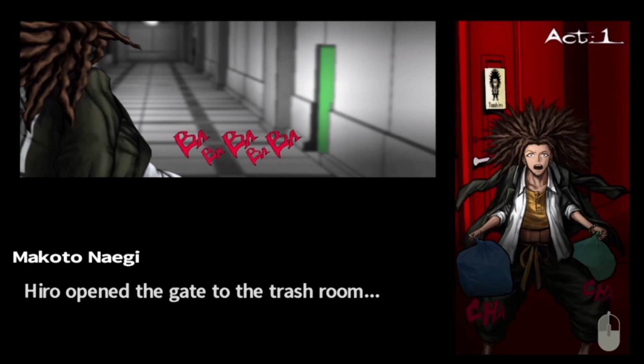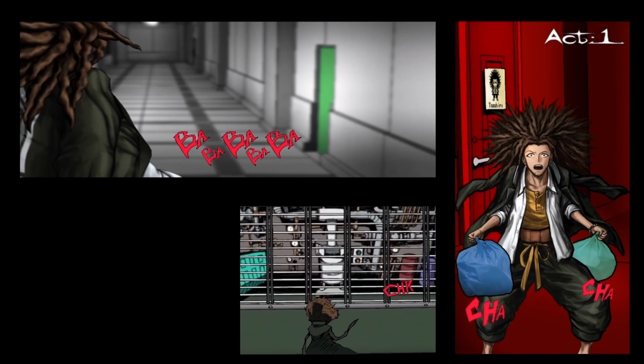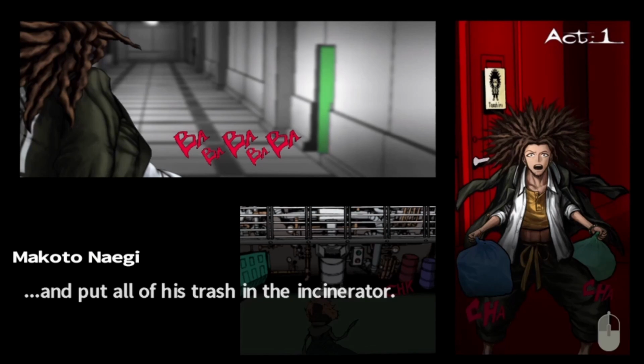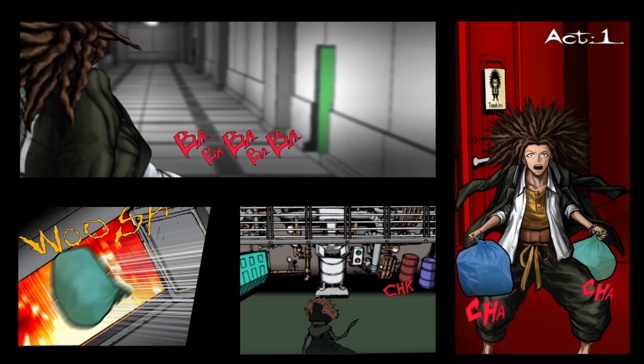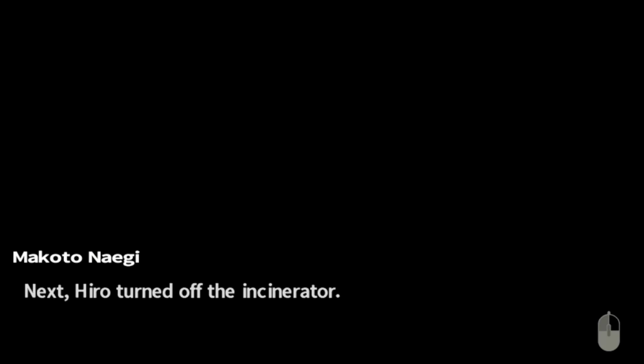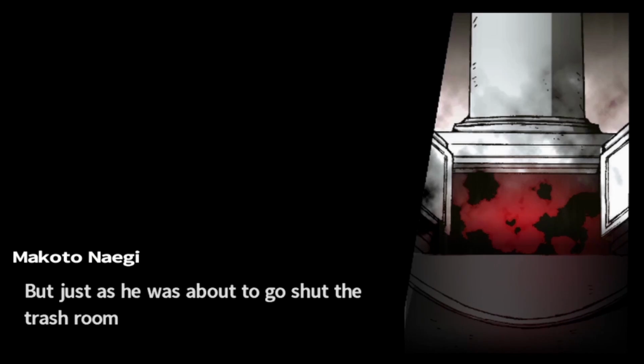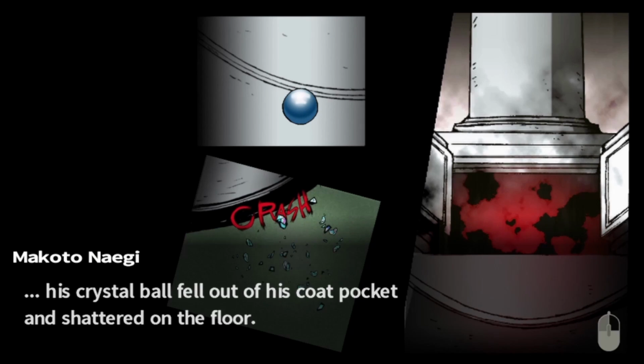Harold opened the gate to the trash room and put all of his trash in the incinerator. Next, Hero turned off the incinerator. But just as he was about to go shut the trash room gate, his crystal ball fell out of his coat pocket and shattered on the floor.